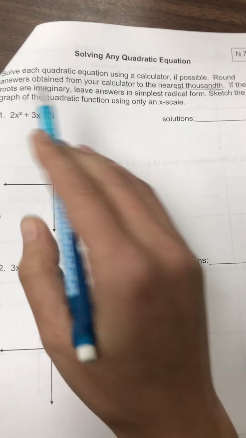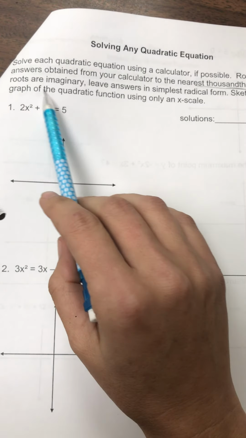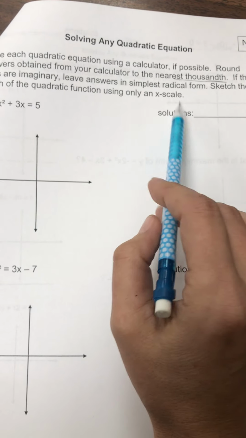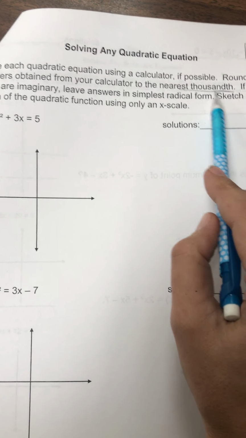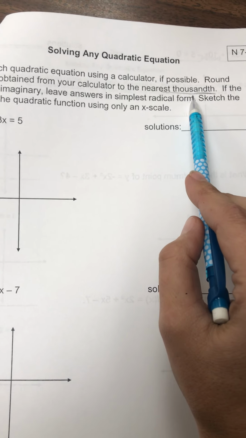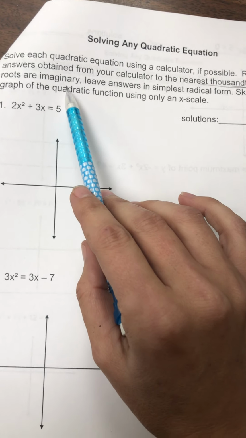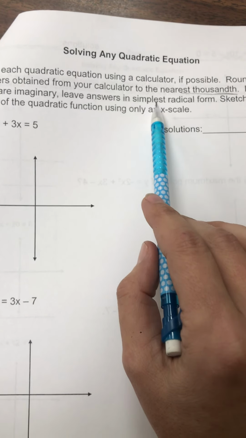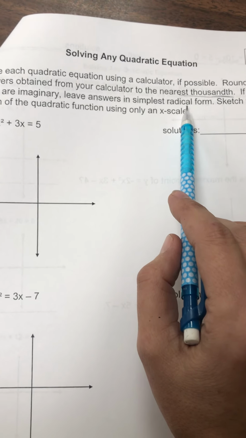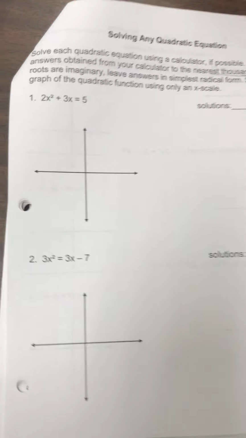If the roots are imaginary, leave the answers in the simplest radical form. Sketch the graph of the quadratic function using only an x scale. So you're going to try to do it on your calculator if you can, and round it to the nearest thousandth. For the imaginary solutions, you can't do that on your calculator. You have to use the quadratic formula. Then you're going to put your answers in the simplest radical form, and then you're sketching the graphs. All right, so let's look at the first one.